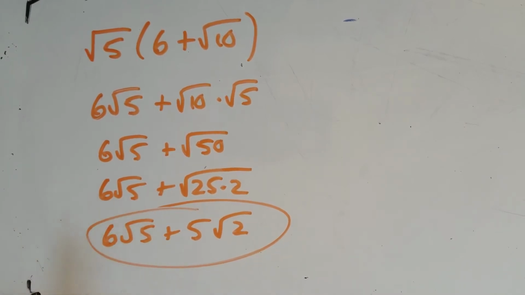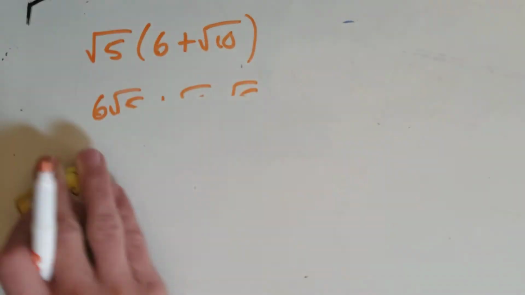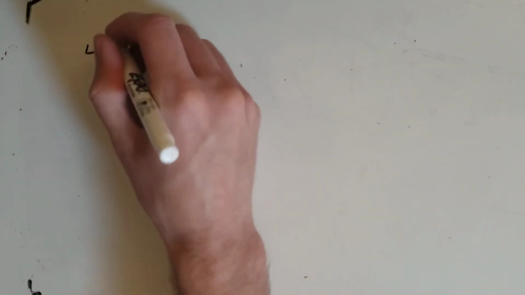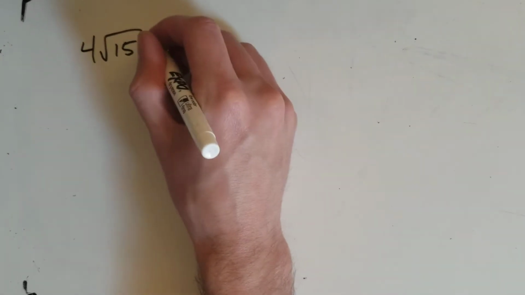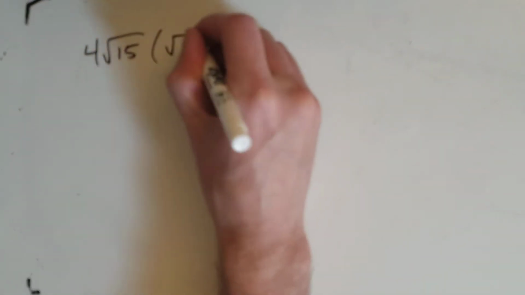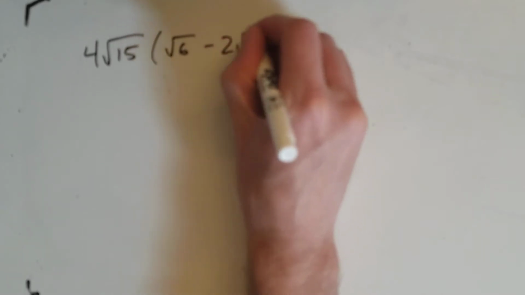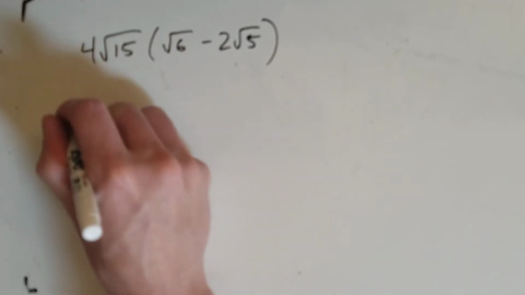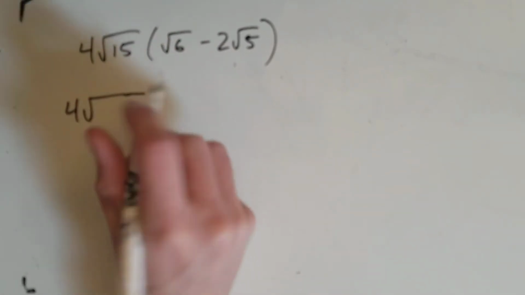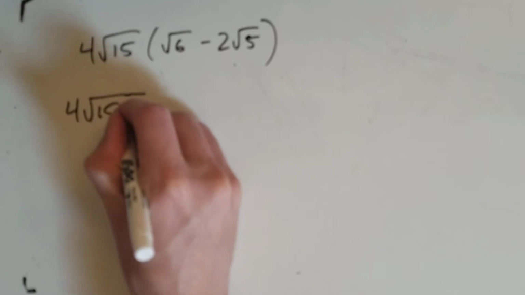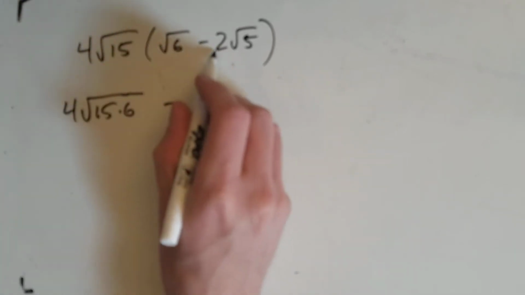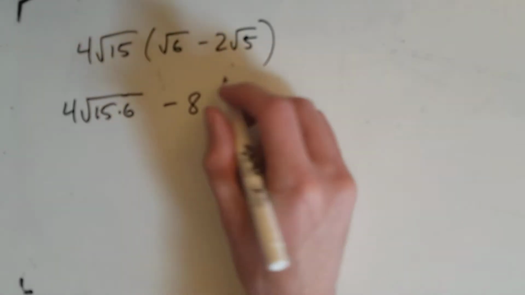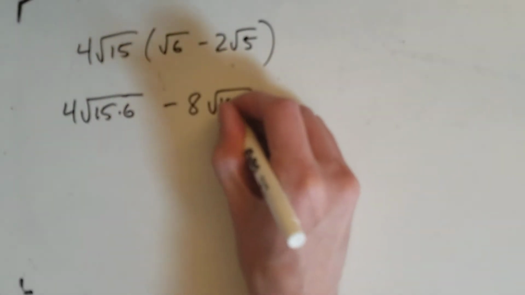Let's do a couple that are maybe a little more difficult, and then we'll see how we can use foiling with radicals as well. So our next one, we have 4 root 15 times the quantity root 6 minus 2 root 5. So we're going to go through the same process. We're going to distribute. So we're going to have 4 times, and I'm just going to write it like this. Since we multiply these together, it's going to be 15 times 6 under the same radical. 4 times the 2 is going to get you an 8. And then under the same radical, you'll have 15 times 5.